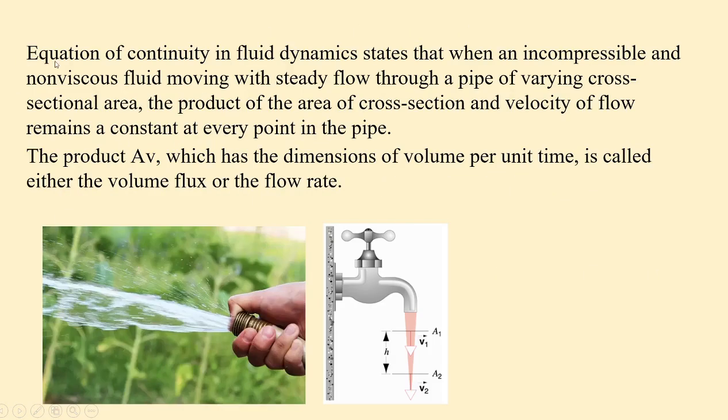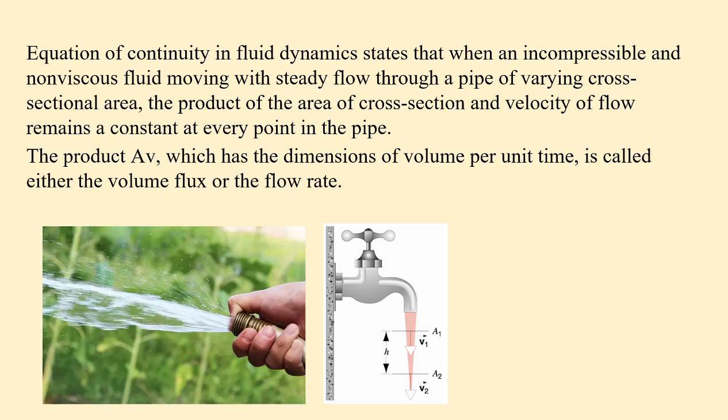The equation of continuity in fluid dynamics states that when an incompressible and non-viscous fluid moves with a steady flow through a pipe of varying cross-sectional area, the product of area of cross section and velocity of the flow remains constant at every point in the pipe. That means, A into V equal to constant. So when the area decreases, the velocity of the fluid flow must increase to maintain the constant, and vice versa: when the area increases, the velocity of the fluid flow should decrease.